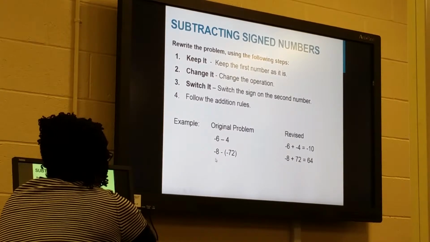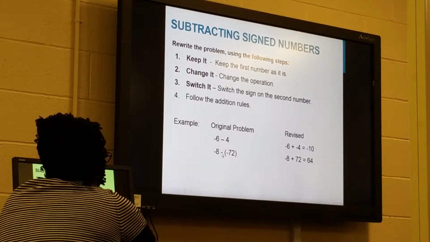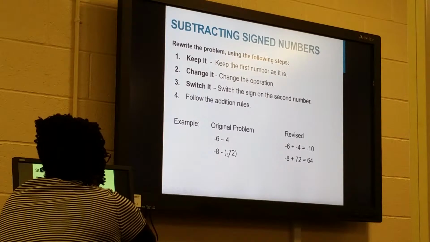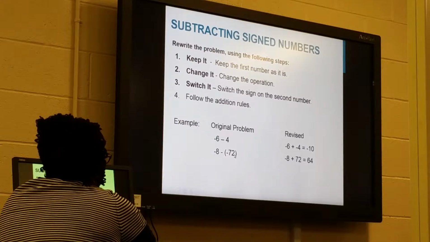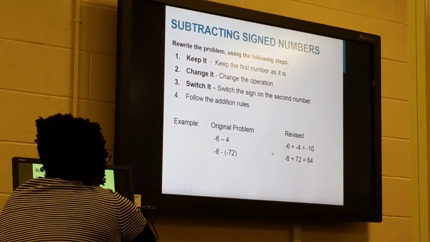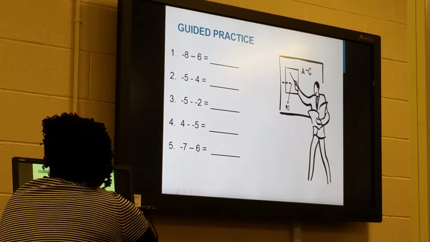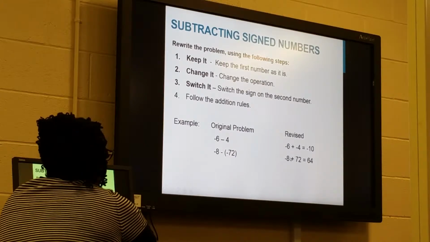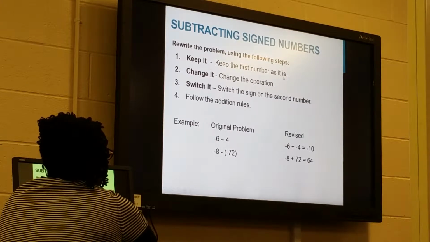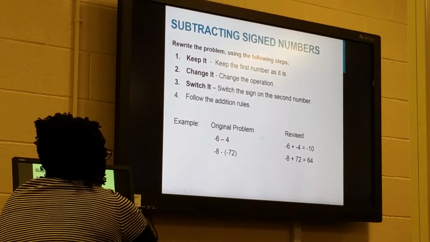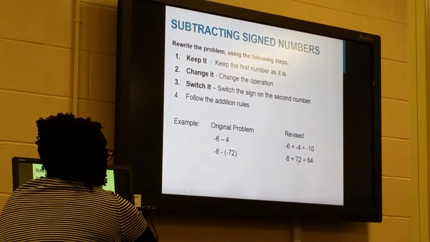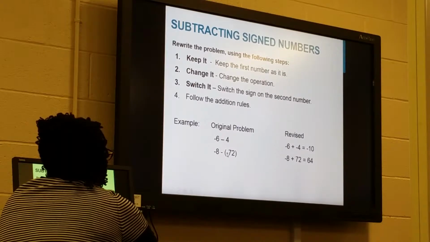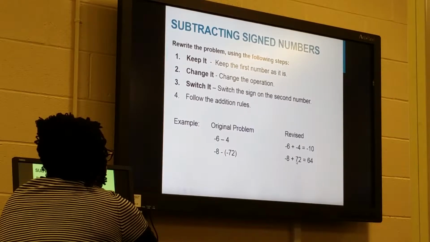Okay, here's another one. A negative 8, and it's subtracting a negative 72. They kept the 8 as it was, keep the first number. They changed the operation, it was a subtraction, they changed it to an addition. And then they switched the sign of the second number. So it was a negative 72, and now it's a positive 72.